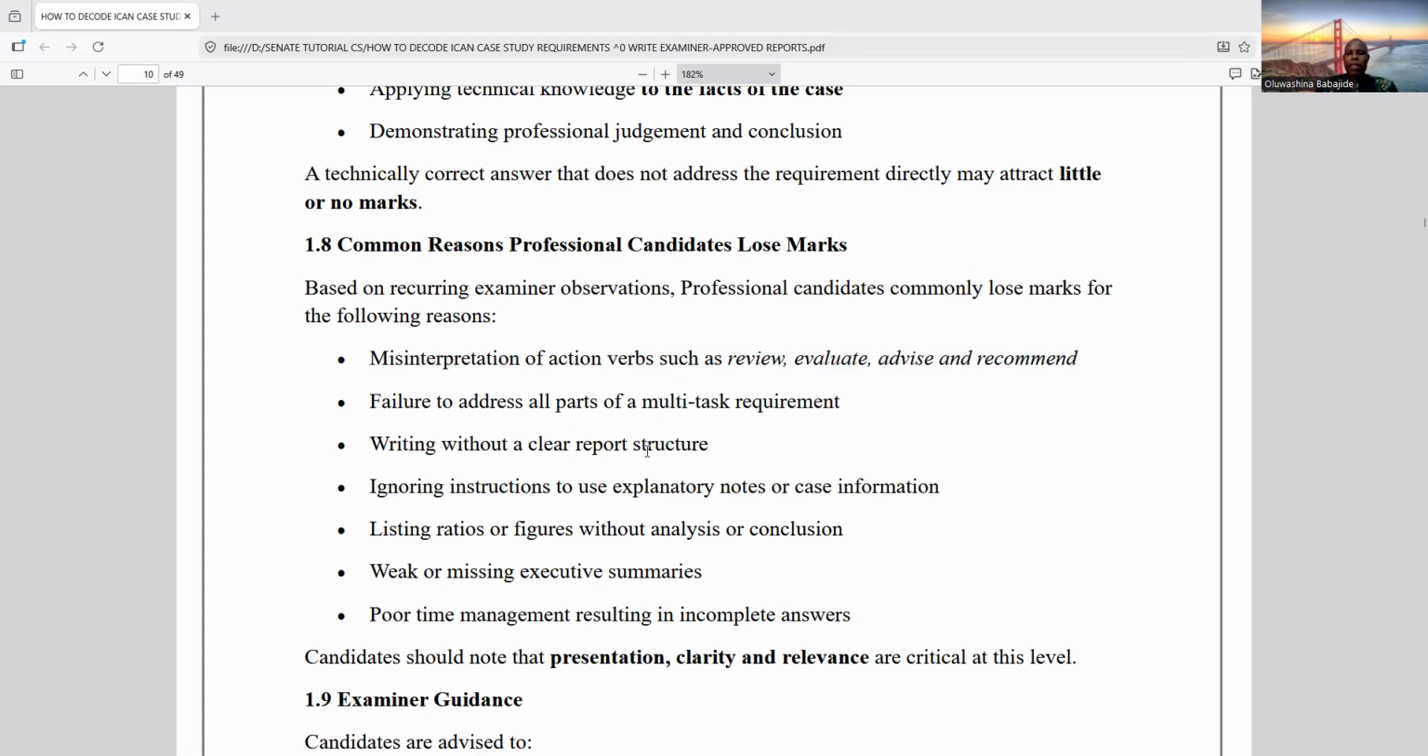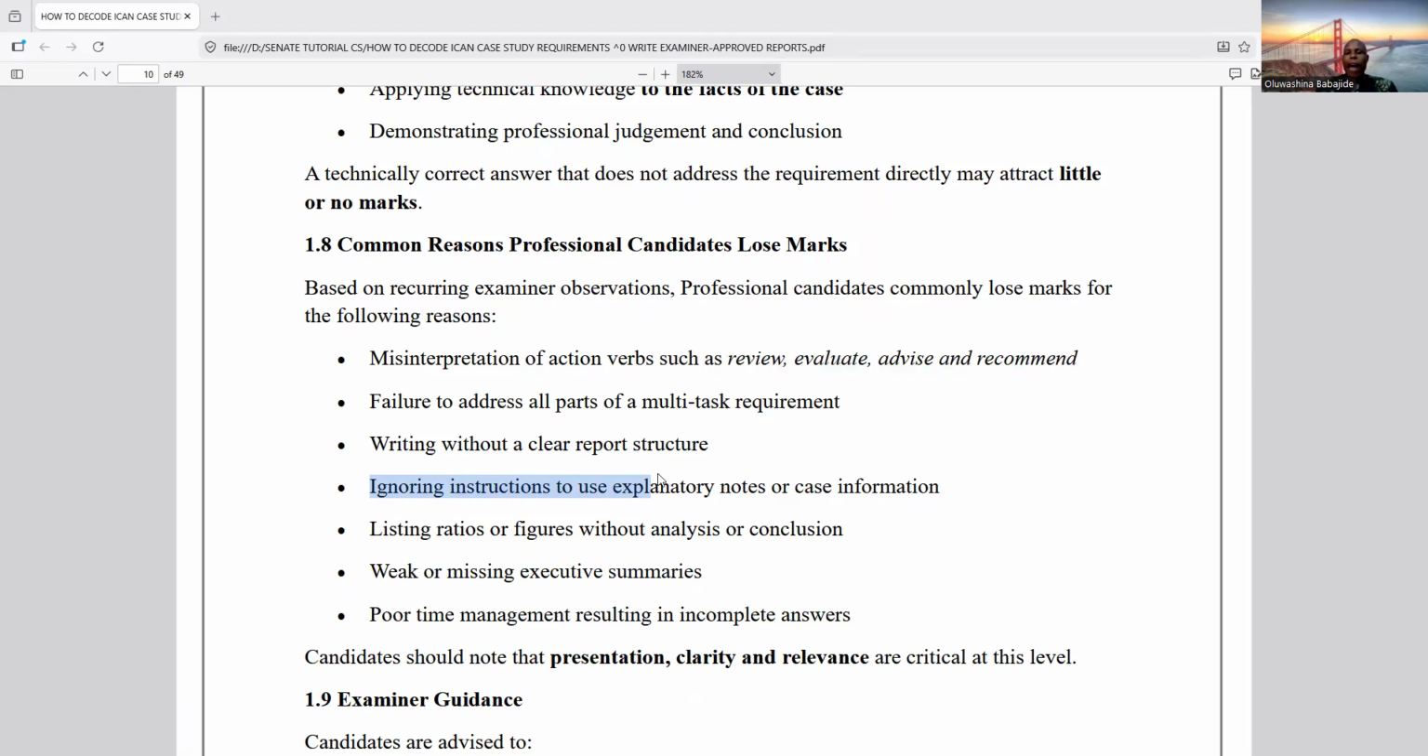They don't have a clear report structure. That's why they also fail. Then, ignoring instructions to use explanatory notes or case information. Many times, the examiner will link you up with a particular exhibit to use, and most students usually ignore it. That is why they usually fail at that.